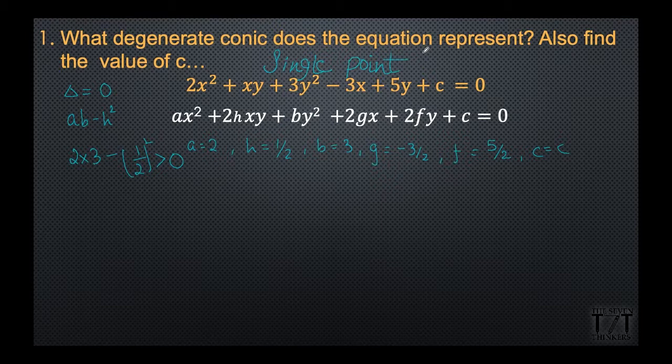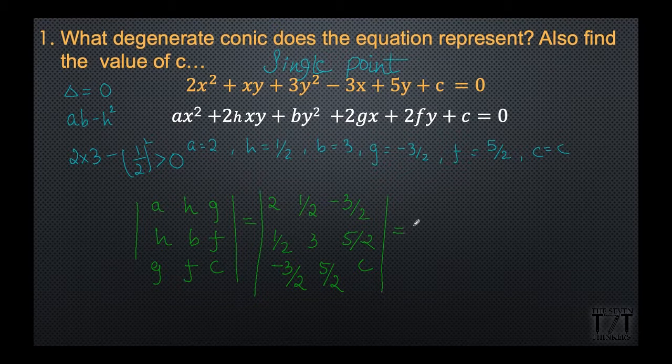So we have found out what degenerate conic this equation represents, but we need to find the value of c over here. So the value of c can be found out with the help of the determinant. So we know that the determinant is equal to a h g, h b f, g f c. So substituting the values over here, that is 2, half, minus 3 by 2, half, 3, 5 by 2, minus 3 by 2, 5 by 2 and c, and this value of the determinant will be equal to 0.